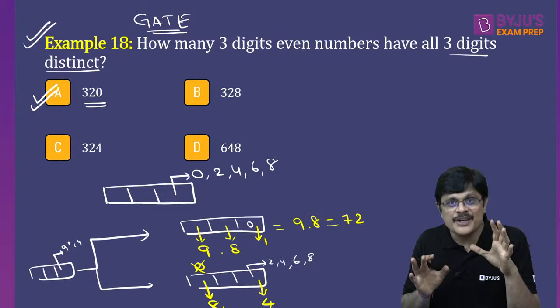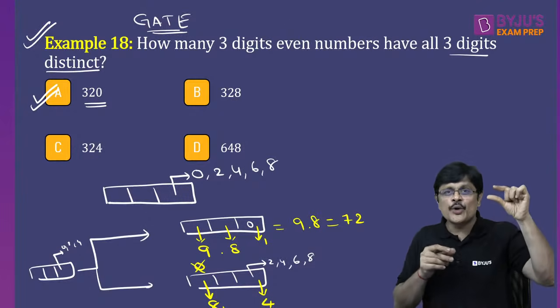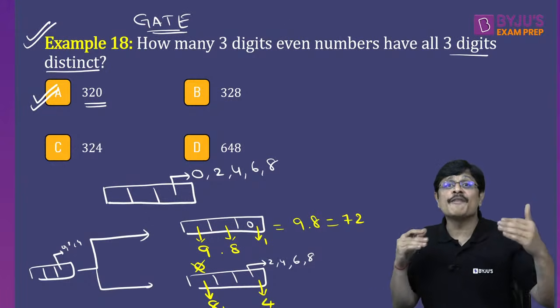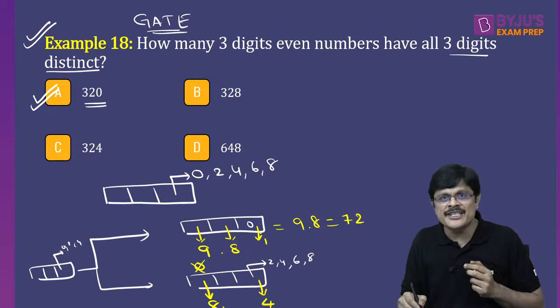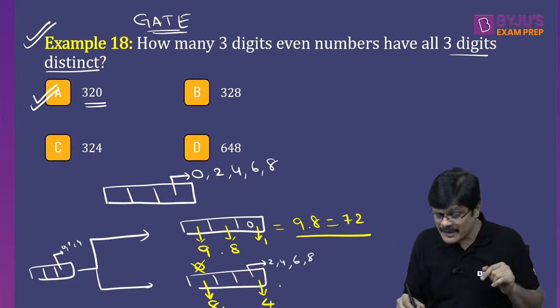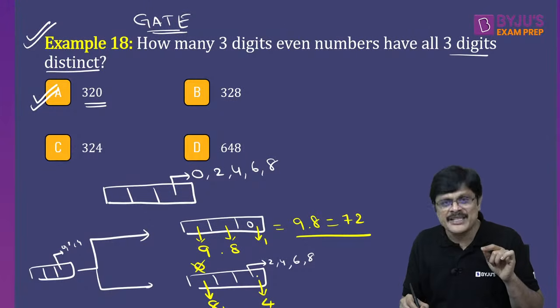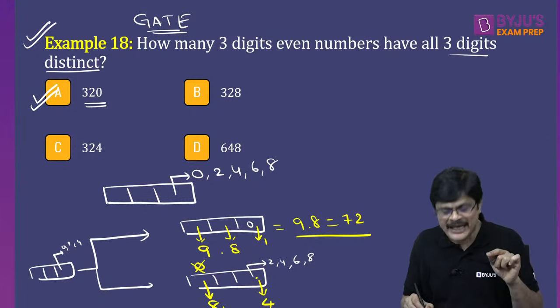See, ending with 0 or ending with 2, 4, 6, 8. Ending with 0 and ending with 2, 4, 6, 8 are two different stories. Why? Because if it ends with 0, it cannot come in the first position. So that situation is completely different from ending with 2, 4, 6, 8. Here 4 choices are there. So one number is filled here and 0 is not allowed, 8 choices.